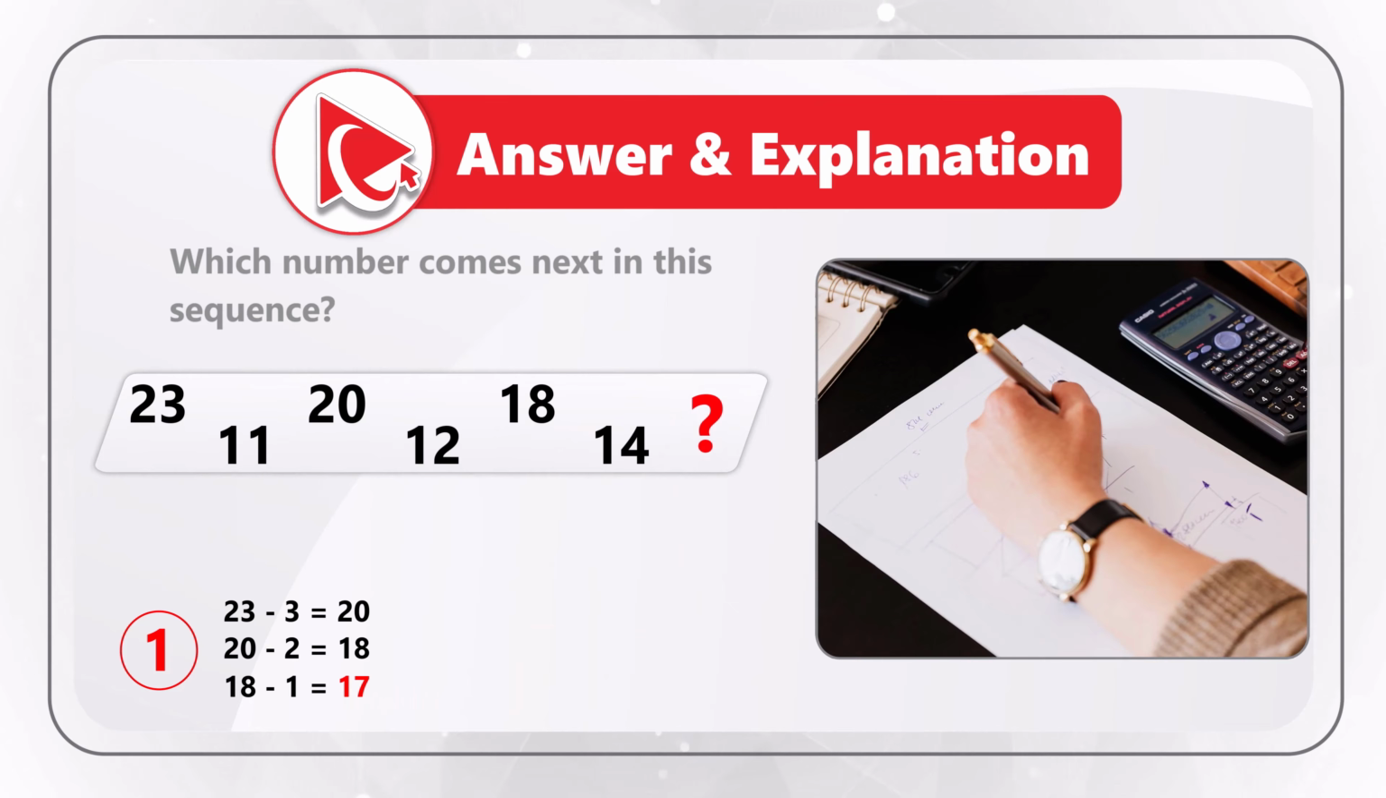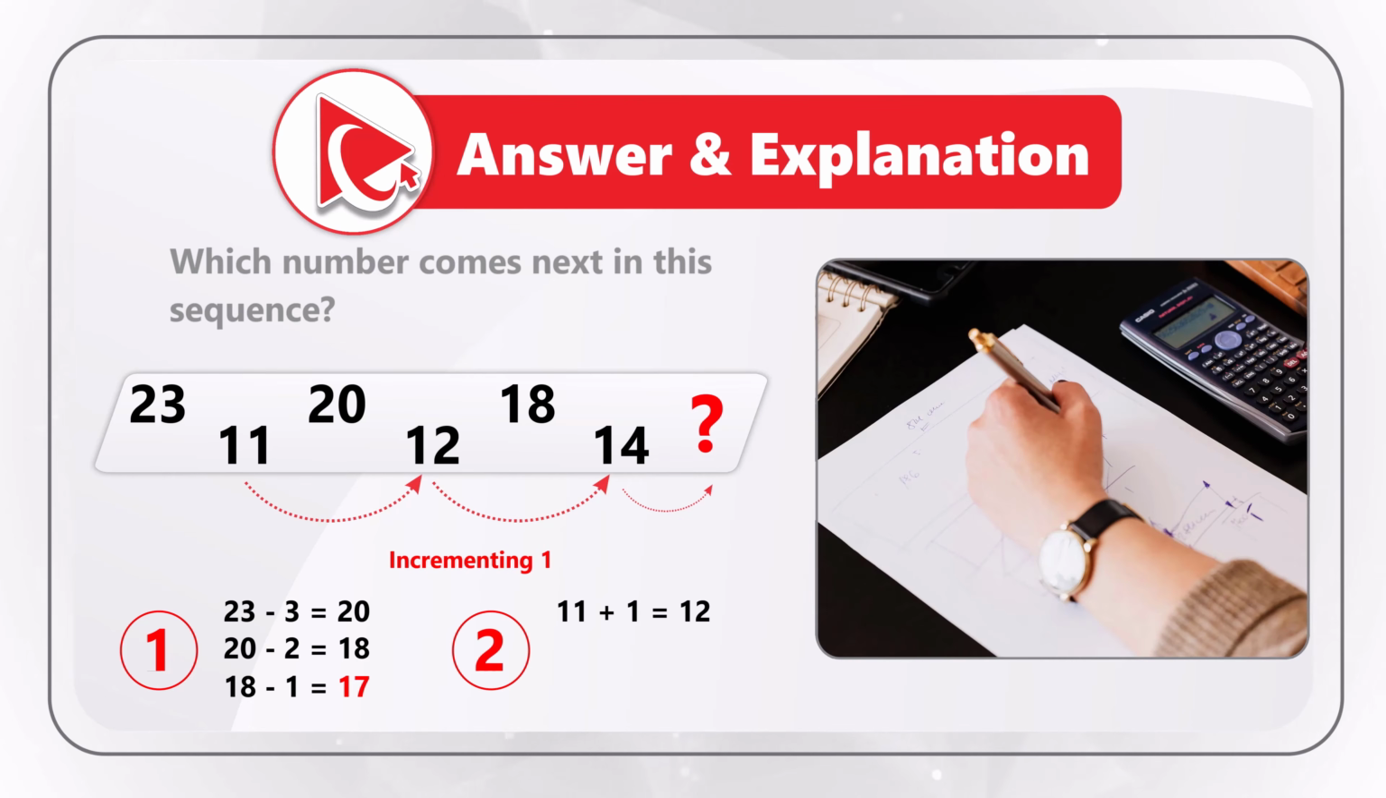The even-position numbers 11, 12, 14, and then the missing number are calculated using a different pattern. In fact, the opposite pattern, where instead of decrement, we use increment. Let's look at the examples. 11 plus 1 equals 12. Then we increase 1 by an additional number, and we increment 12 by 2, which leads us to a result of 14. Then the next number, the missing number, is calculated as 14 plus 3, which would be equal to 17.